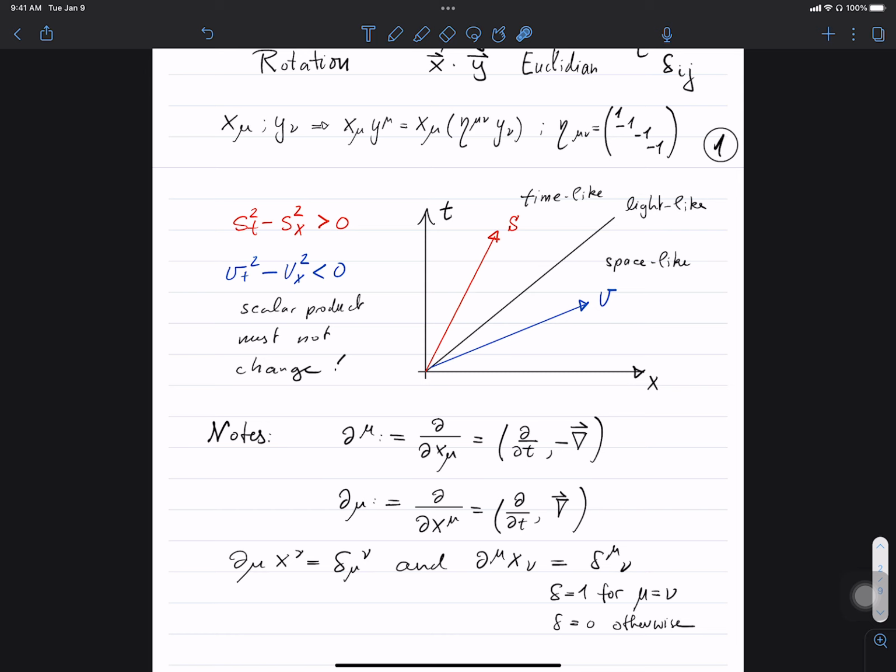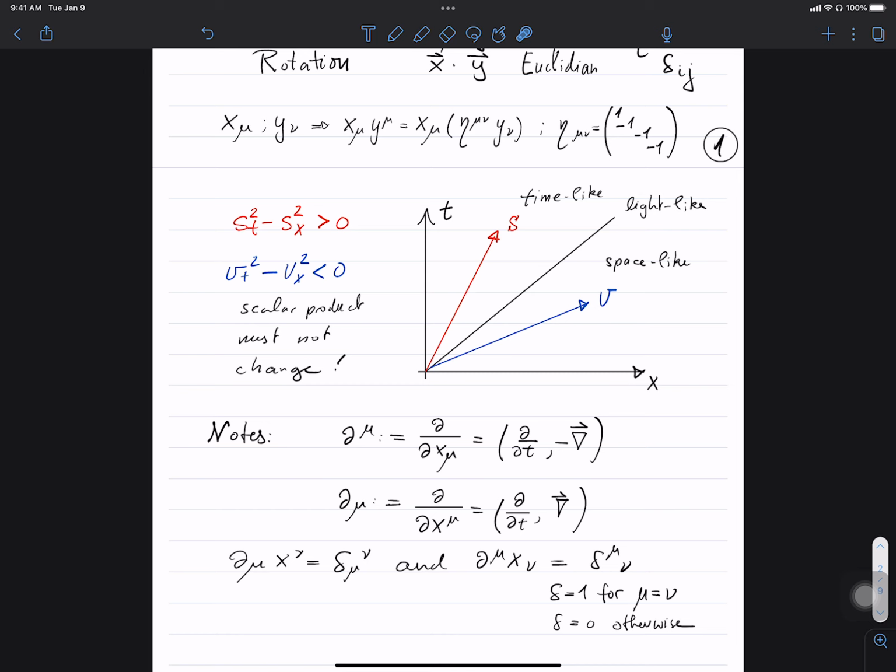And that also means that it represents a configuration that is causally connected. So in principle, it's possible to go from this point to that point by having a certain velocity. Having the velocity v that is smaller than the velocity of light, we reach this point here.